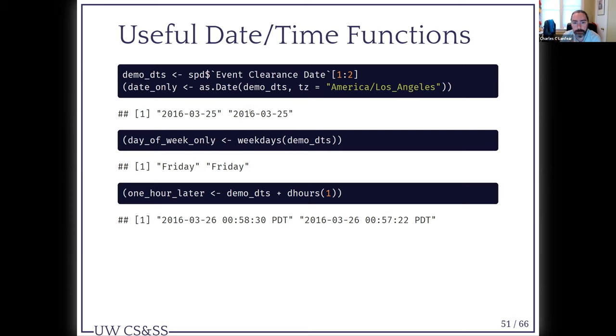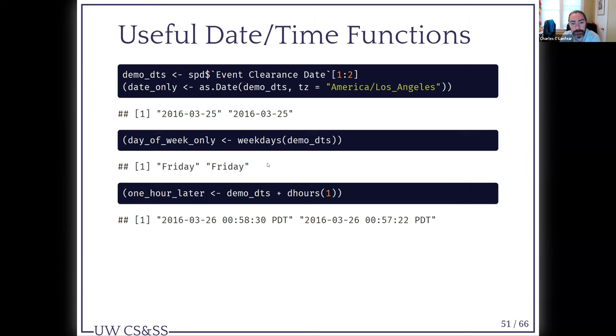You can then do stuff with it. If you have a date or a date time, in Lubridate, you can say, I want to know what day of the week it was. If I say weekdays of a date time object, it will tell me for these observations that in 2016, March 25th was a Friday. Okay? You can extract the weekdays.